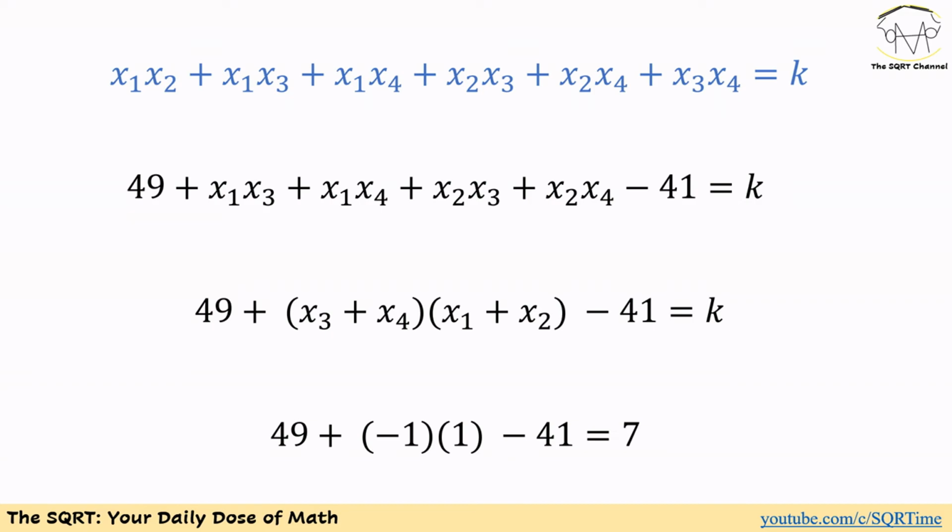And then we will replace 1 and minus 1 for the values that we found, and we will end up with k is equal to 7, and that's our final answer.